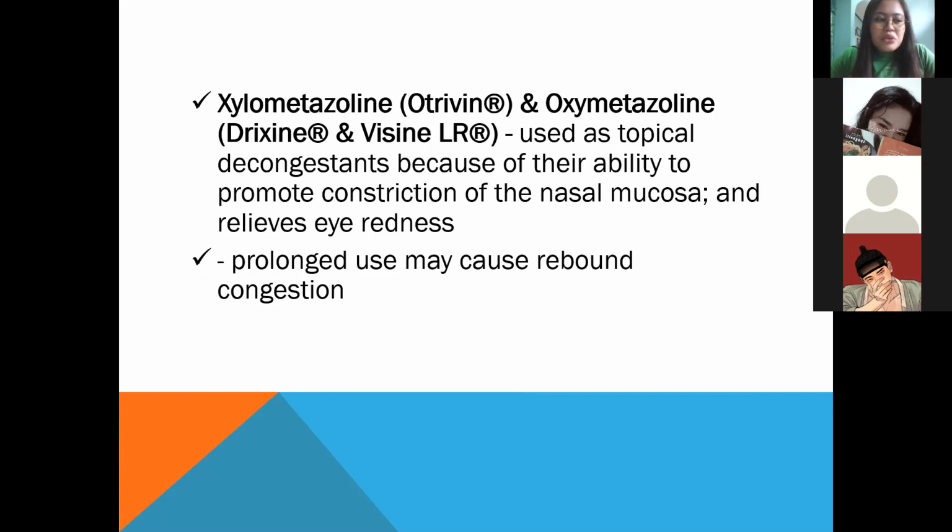And among the alpha-2 agonists, actually this is the more common one. We have xylometazoline, I just don't know if this is common for you, but for me, I always see this. The xylometazoline and the oxymetazoline. The oxymetazoline is the one I always see. One example of a brand is Drixine and Visine LR. They are used as topical decongestants because of their ability to promote constriction of the nasal mucosa, and Visine is a treatment for red eyes.